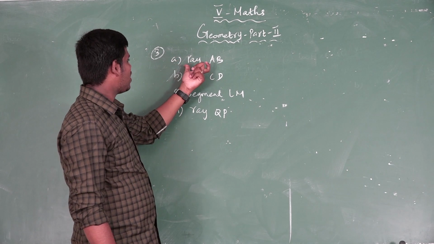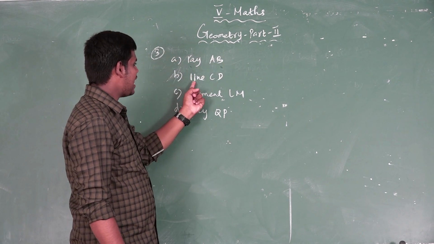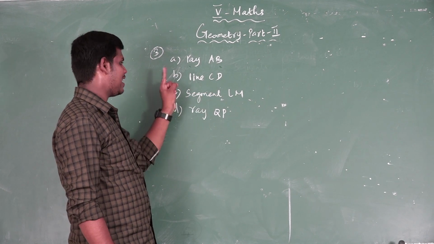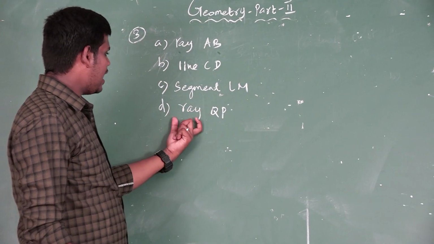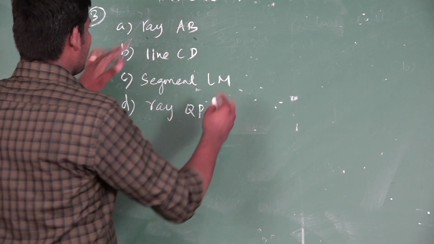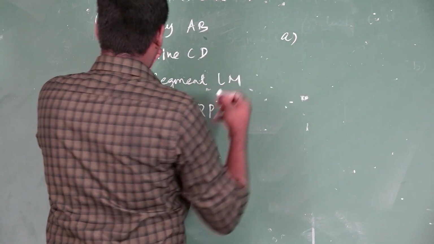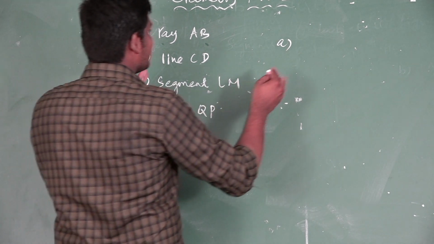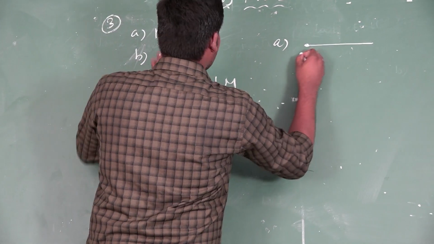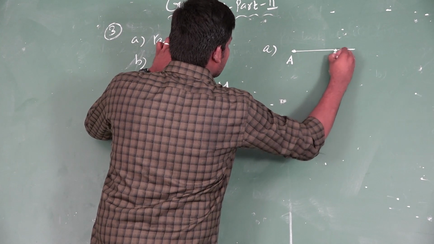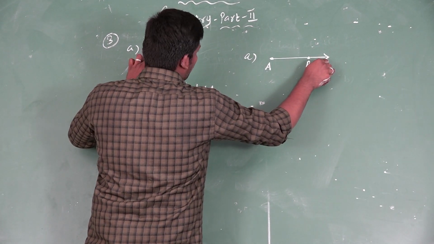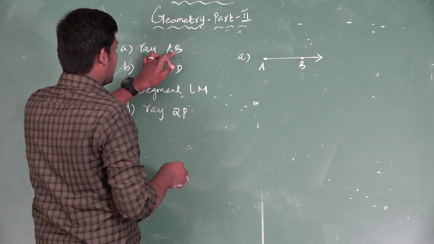Next we want to draw ray AB, line CD, line segment LM, and ray QP. First we take ray AB. A ray has only one end point and goes on endlessly in one direction. This is point A, this is point B. This is a ray, and a ray has only one direction. This is the ray AB.